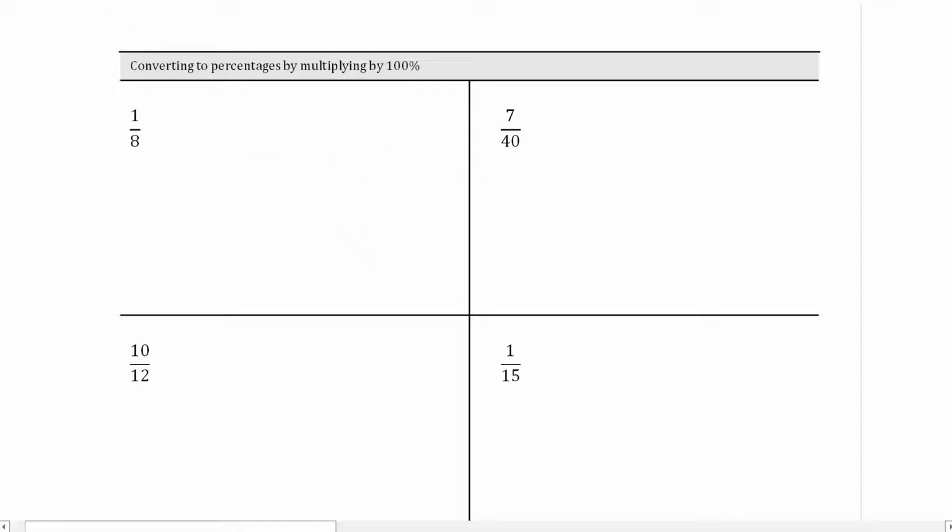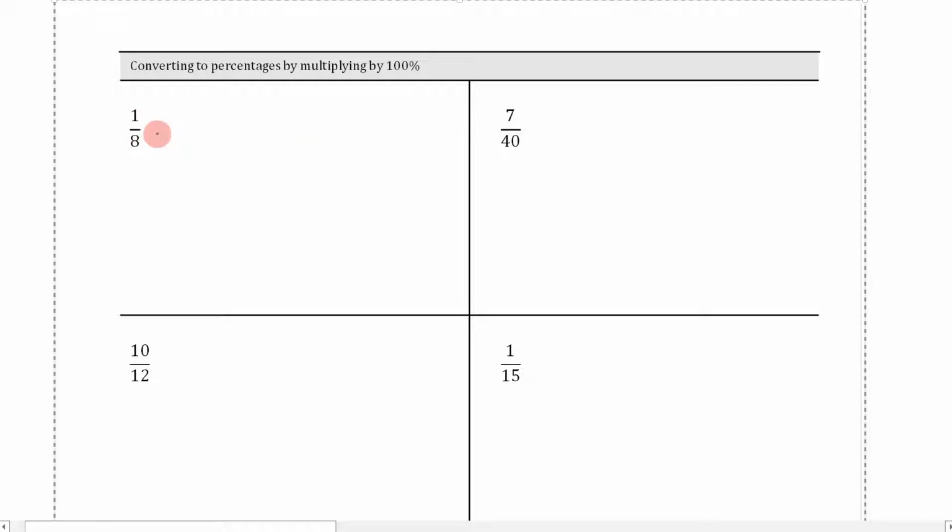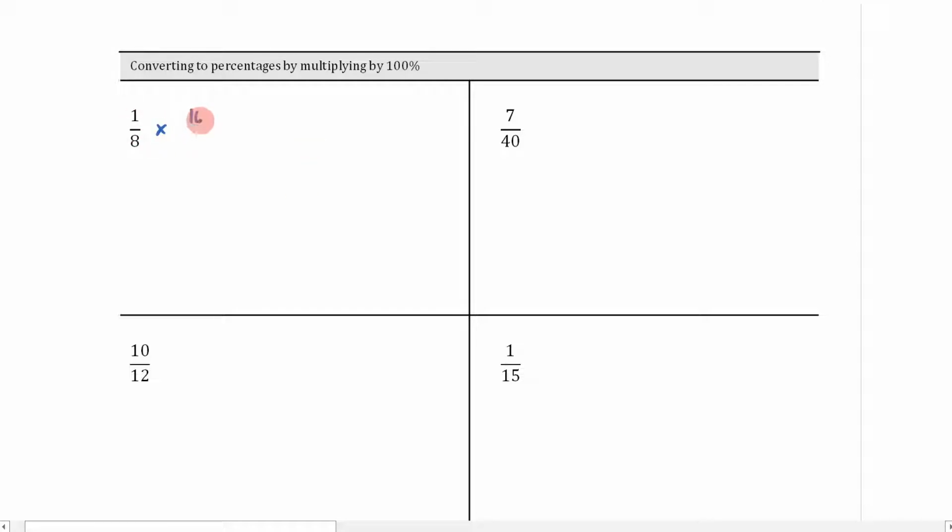What you're going to do instead is you're going to take your fraction and you're going to times it by 100 over 1. And then you're going to simplify it. So if I've got 1 on 8 times 100 over 1, I can now simplify it this way. I can say, what can I divide both 8 and 100 by? I can divide them both by 4. 8 divided by 4 is 2, and 100 divided by 4 is 25. So that means what I'm now going to get is 25, because 1 times 25 is 25, and 2 times 1 is 2.